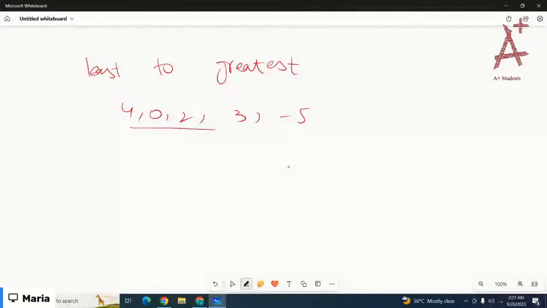You can see they all are the positive numbers except this one. So that would be the least one, right? And you can arrange the rest of the numbers: 0, 2, 3 and 4. They are positive numbers. 0 is the smallest, then you have 2, then 3, and then 4, right? That's how you arrange numbers from least to greatest.